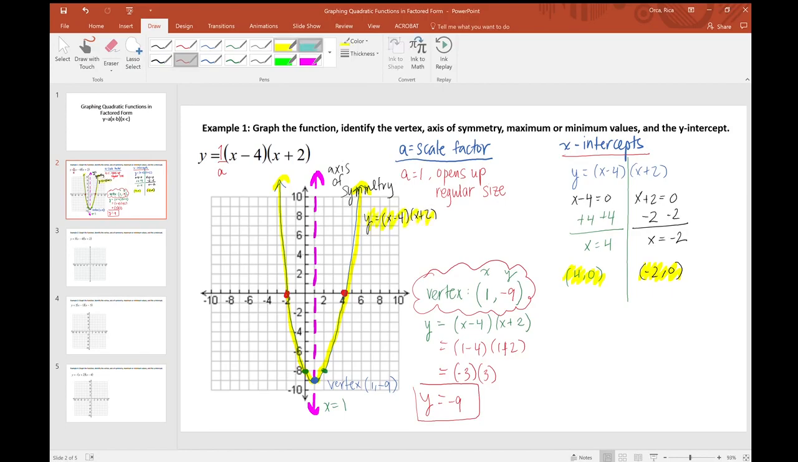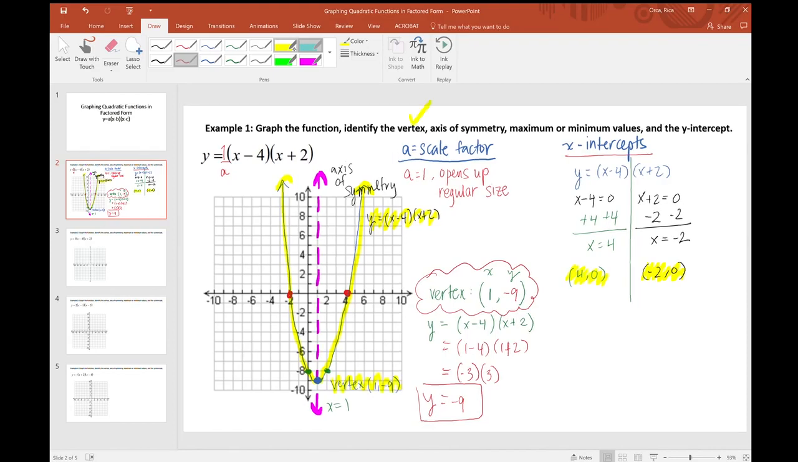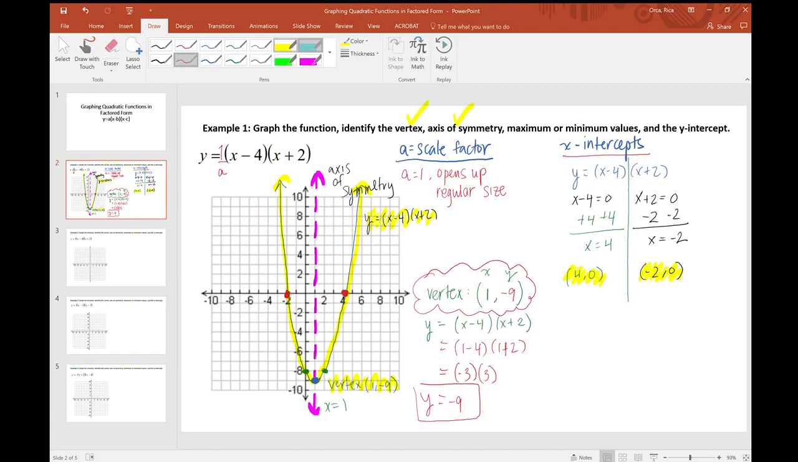So now let's just make sure that we covered everything. We've identified the vertex. We've labeled our axis of symmetry. The maximum or minimum values. Our vertex is the lowest point, so that's going to be a minimum. And the minimum y value is at -9.